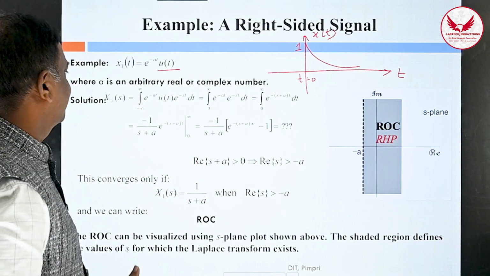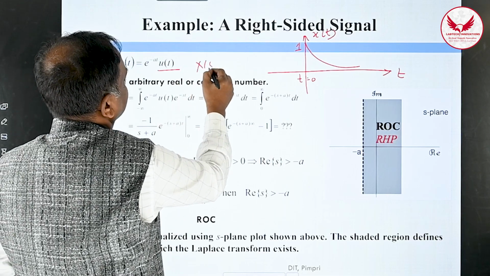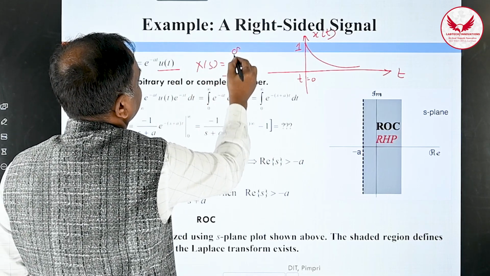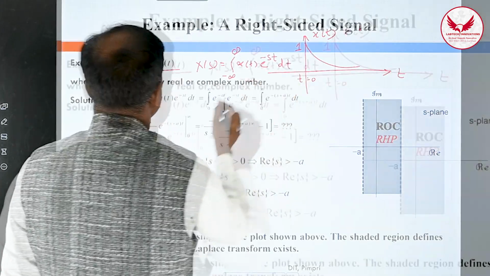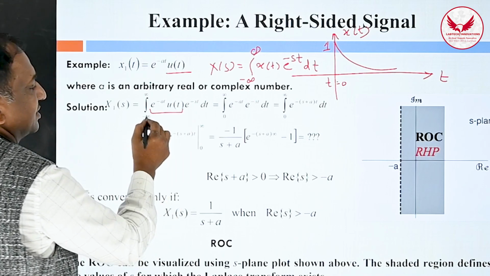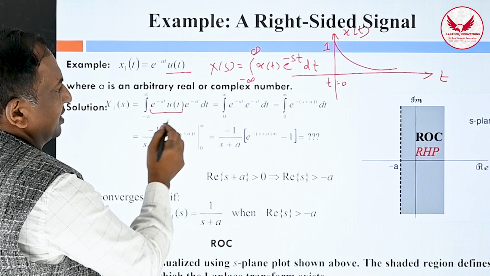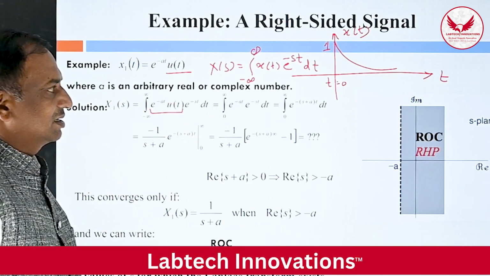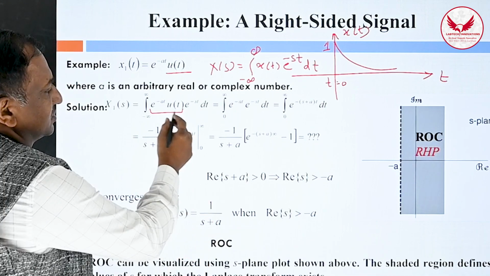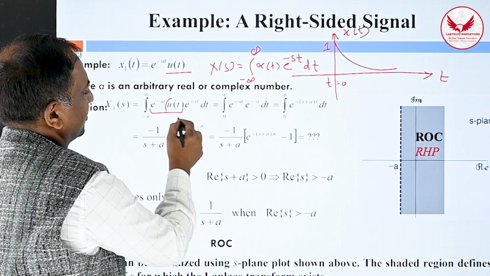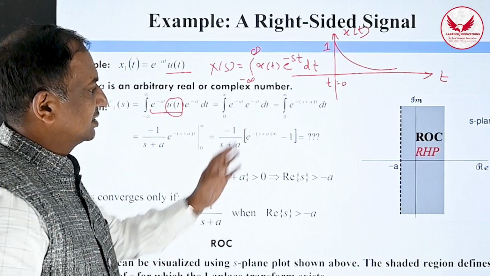उसके लिए first step है, you have to write the formula. We have seen the formula for this is X of s is equal to the integral from minus infinity to infinity of x of t into e raised to minus st into dt. So here x of t is e raised to minus at u of t, and e raised to minus st. I told you u of t is nothing but the value of the signal is equal to 1 for time t is equal to 0 to infinity. So the limit will become 0 to infinity, value of u of t will become 1, so it is equal to the integral of e raised to minus at into e raised to minus st into dt.